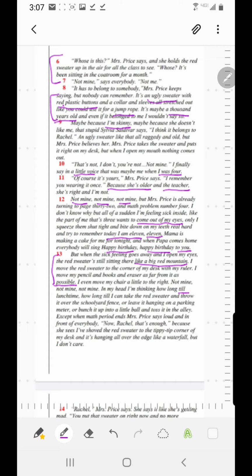Except when math period ends, Miss Price says loud and in front of everybody, now Rachel, that's enough, because she sees I've shoved the red sweater to the tip corner of my desk, and it's hanging over the edge like a waterfall. Again, similarly. Then she says, but I don't care. Again, you can probably tell that this has caused a disruption, even though she's not outwardly saying that her movement and her disgust by this sweater is causing commotion.